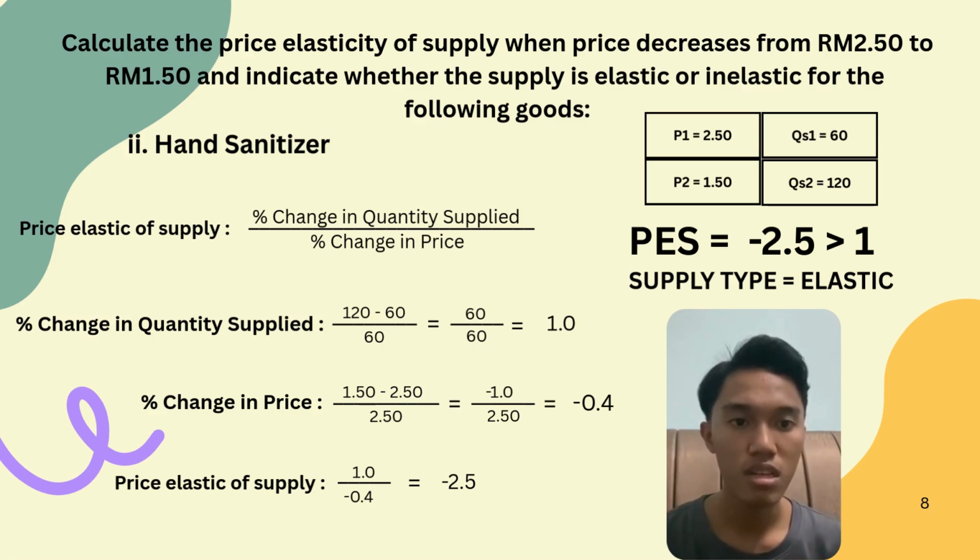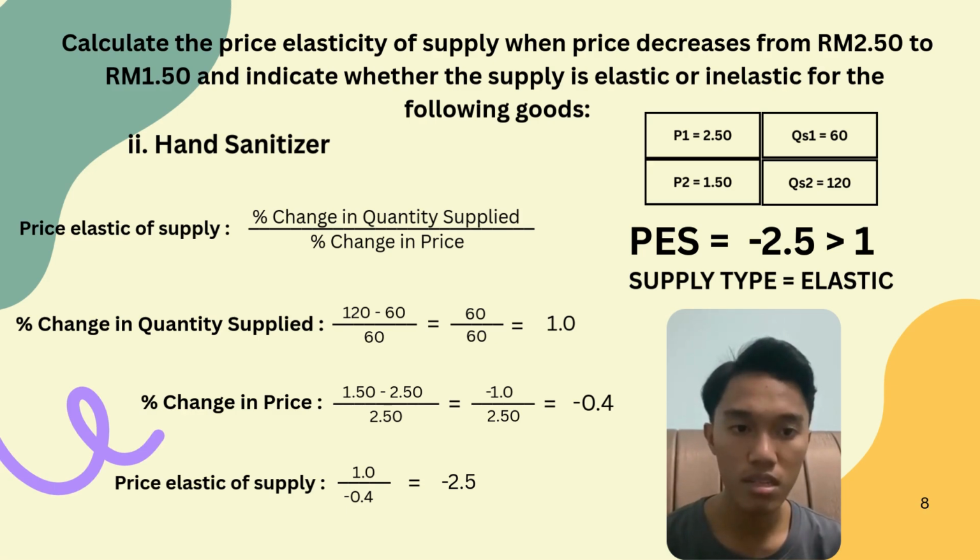Next, percentage change in quantity supplied: 120 minus 16 divided by 16. The answer is 16 divided by 16. Total change in quantity supplied is 1.0. Next, percentage change in price: 1.50 minus 2.50 divided by 2.50. The answer is negative 1.0 divided by 2.50. So the total change in price is negative 0.4.